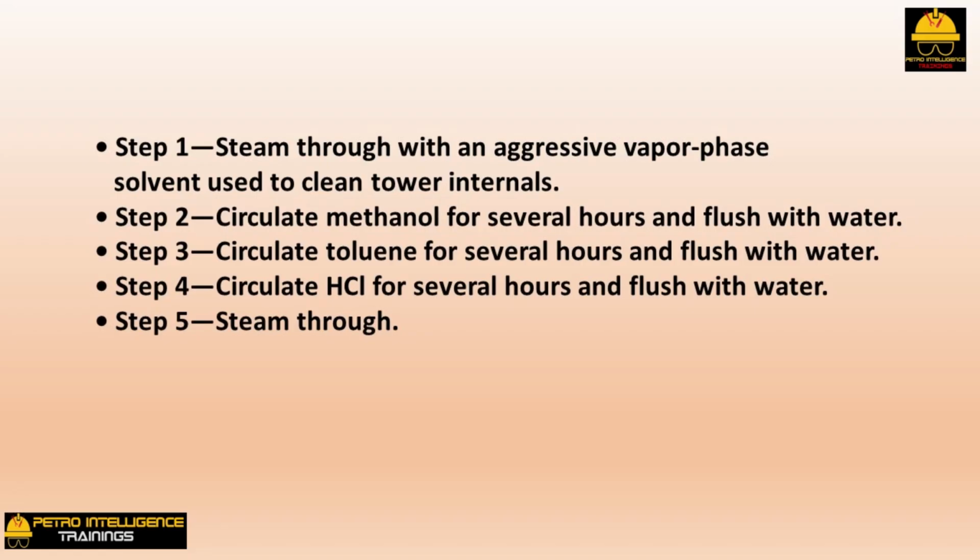Recently, someone had a refinery precondenser that had a 25 mm of mercury delta P. The service provider tried the following chemical cleaning procedure. Step 1. Steam through with an aggressive vapor phase solvent used to clean tower internals. Step 2. Circulate methanol for several hours and flush with water. Step 3. Circulate toluene for several hours and flush with water. Step 4. Circulate HCl for several hours and flush with water.